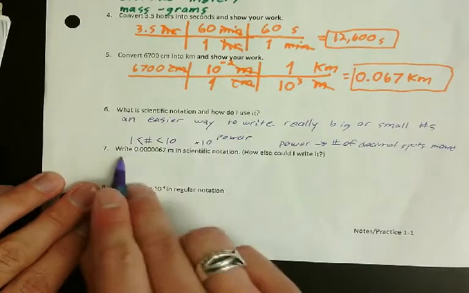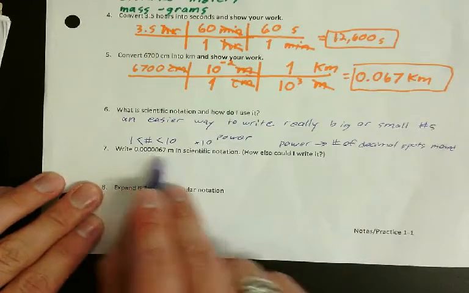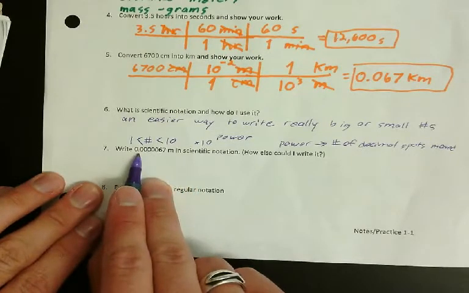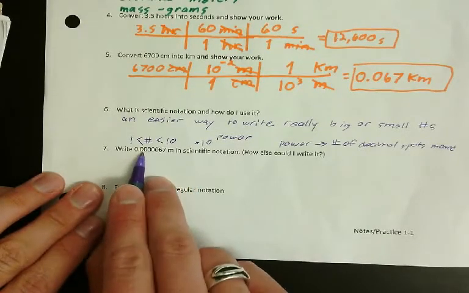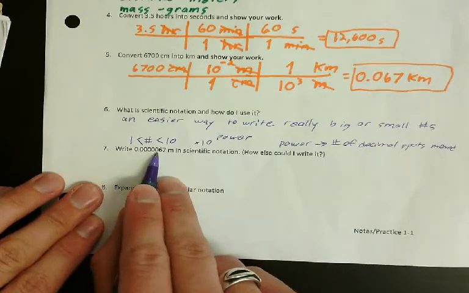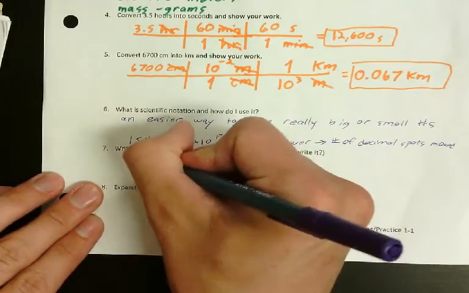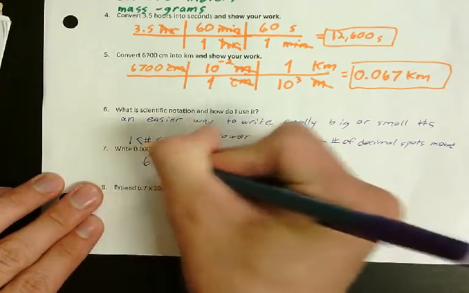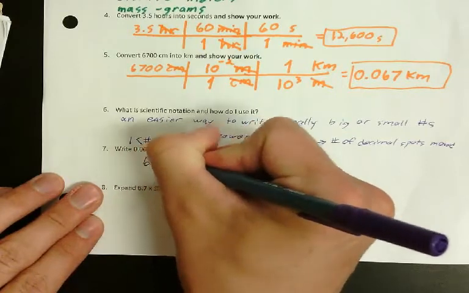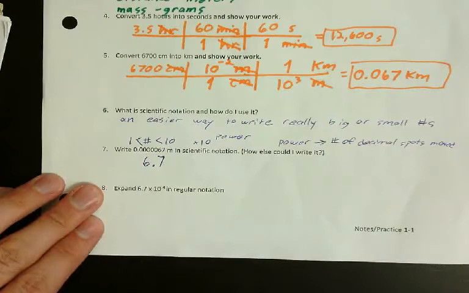So let me show you with number 7. So I need to make this into a number that's between 1 and 10. So I move the decimal until that happens. Okay? Move it here. Nope, nope, nope, nope, nope. Okay, 0.67. Nope, that's still less than 1. 6.7, that number is between 1 and 10. 67 is too big. So I'm going to write 6.7. So I move the decimal until I get a number that's between 1 and 10.